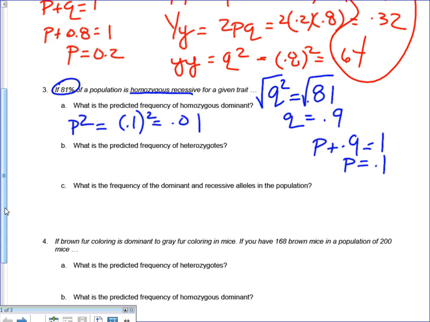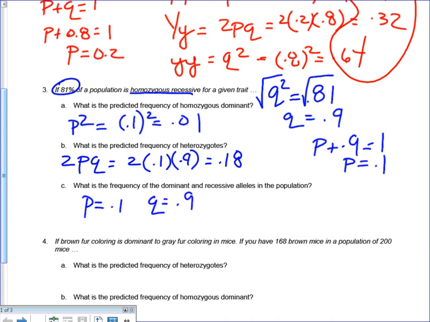What's the predicted frequency of heterozygotes? Again, if I recognize that's 2PQ, I'm just going to plug in my values of 0.1 and 0.9, and that's going to come out to 0.18 or 18%. And what is the frequency of the dominant and recessive alleles in the population? I already have my answers. The dominant is 0.1 and the recessive is 0.9. So it's just a step up. Just a step up, you had to work back just slightly.